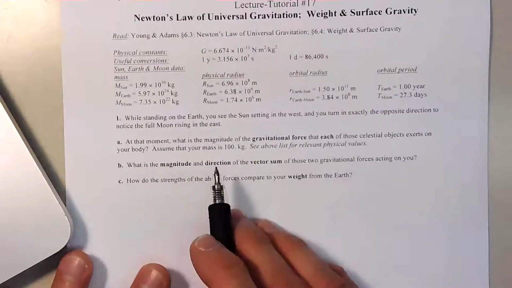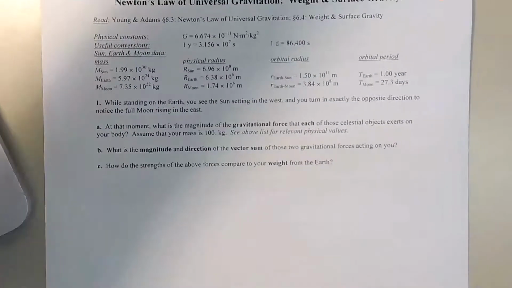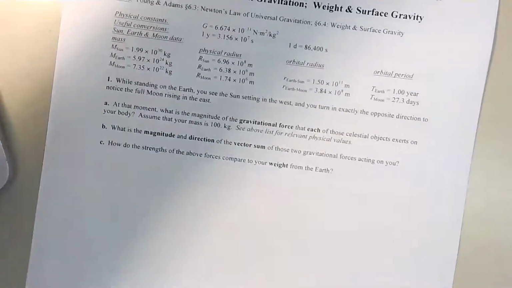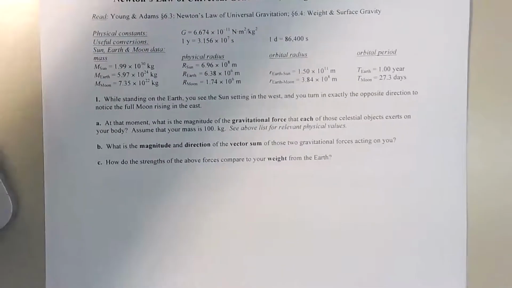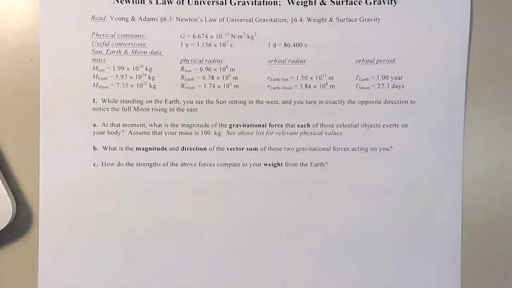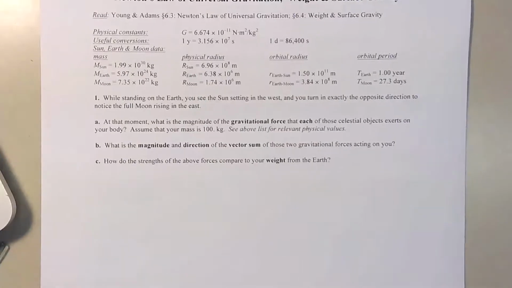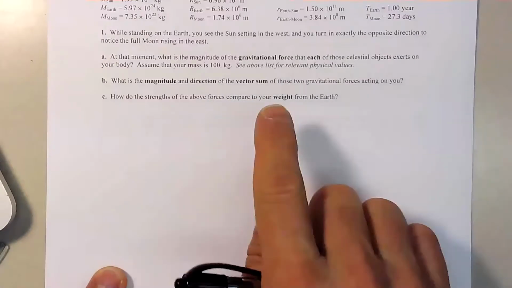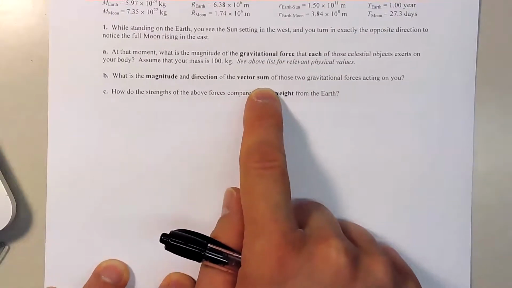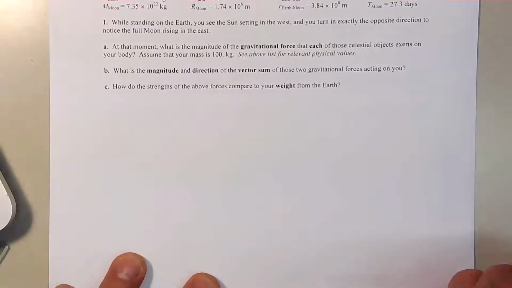So suppose you have a situation where while standing on the Earth, you see the sun setting in the west in front of you, and then you turn and you find that the moon is rising in the east right behind you at the same time. And you're curious to know what's the strength of the gravitational force that each of those celestial objects is exerting on you at that moment. So that's what this question is asking. What is the strength of each of those forces? And then if we add the vectors together, what will be the sum of those two vectors? And how do those compare to your weight from the Earth's attraction?